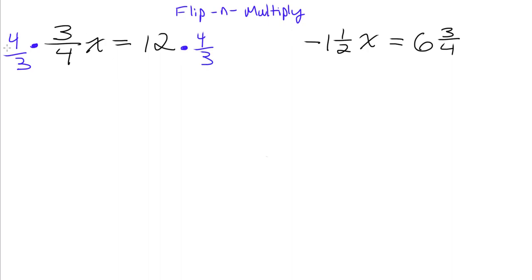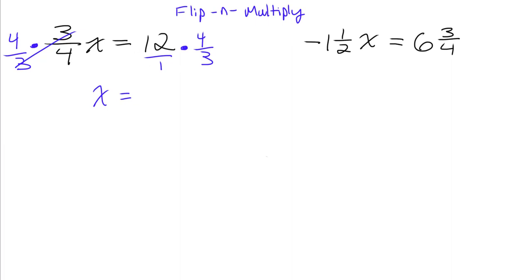4/3 times 3/4, they cancel each other out. This is called multiplicative inverse. When you multiply a number by its reciprocal, the answer is always 1. So this leaves us with 1x right here. And over here, I can multiply 12 over 1 times 4 over 3.